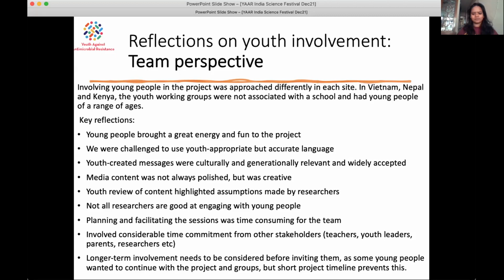We worked with a number of researchers, and what we realized is that not all researchers are good at communicating. They're not all good at engaging young people. And going forward, I think we would put a lot more time into training and supporting the researchers as they did that. It also did require quite a time commitment from other stakeholders, but overall it was a really positive experience.